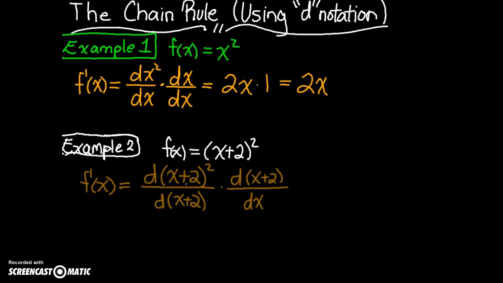So take the derivative of this whole thing, leaving x plus 2 alone. Okay, leaving x plus 2 alone gives us 2 times x plus 2 to the 1. I'm not going to write the 1, and the derivative times the derivative of x plus 2. Is 1, leaving us with our answer.